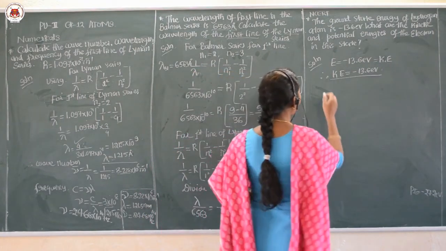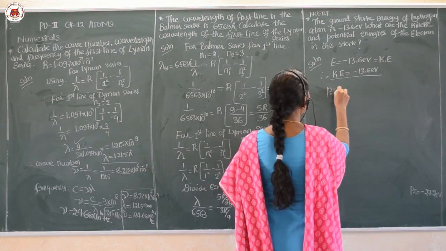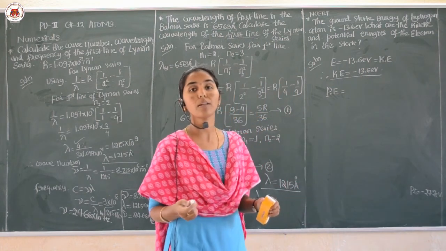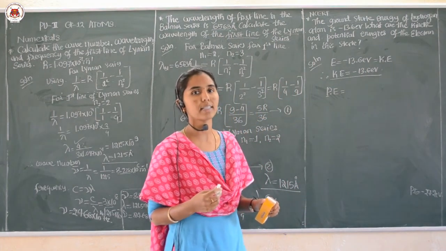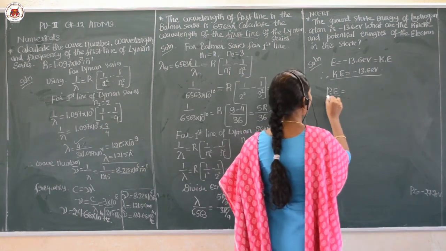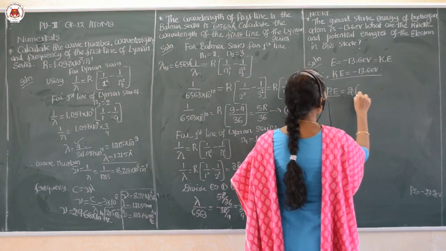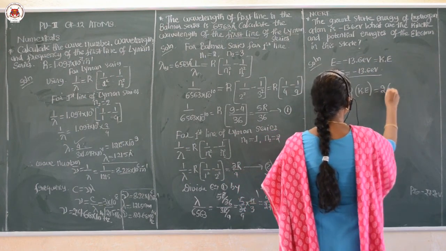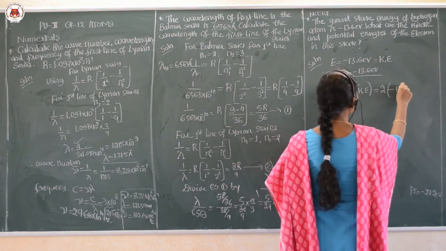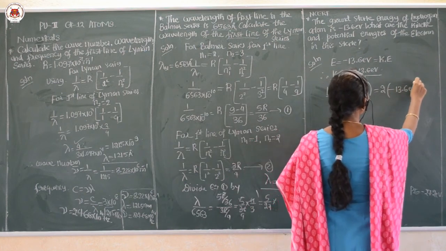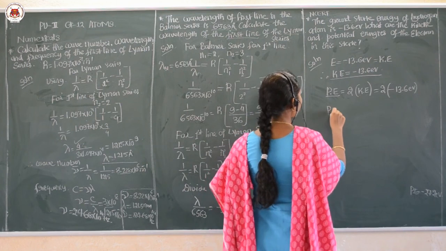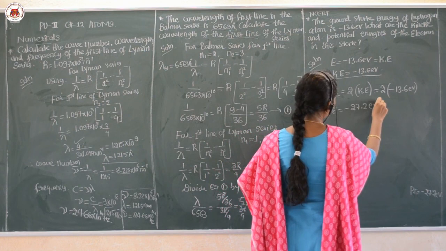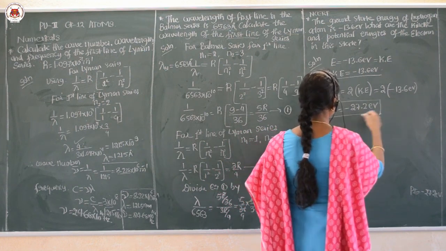Okay. Then you should have one formula or shortcut method that the potential energy of the electron will be twice its kinetic energy. Yes, PE means potential energy, that is equal to twice the kinetic energy. Okay. Therefore, 2 into, so kinetic energy is how much? 13.6 electron volt. Then if you multiply, the potential energy will come minus 27.2 electron volt. This will be my answer, right.